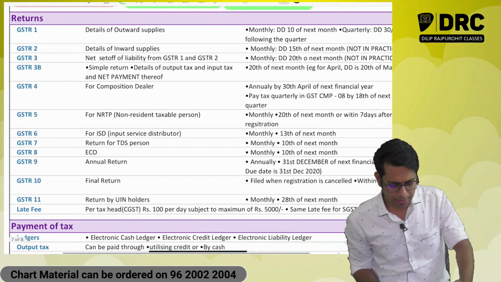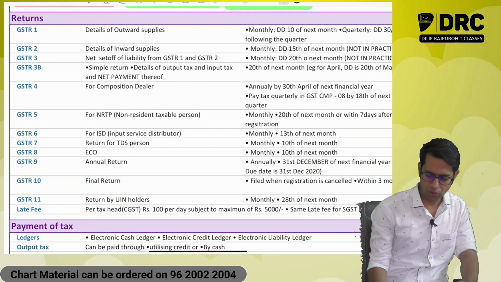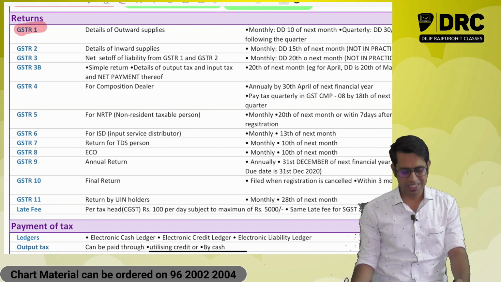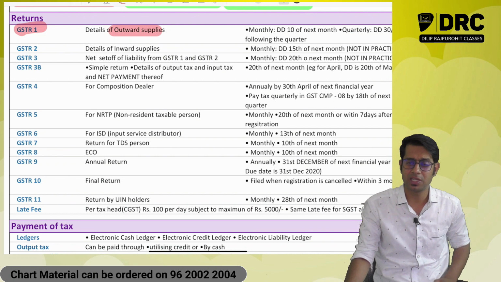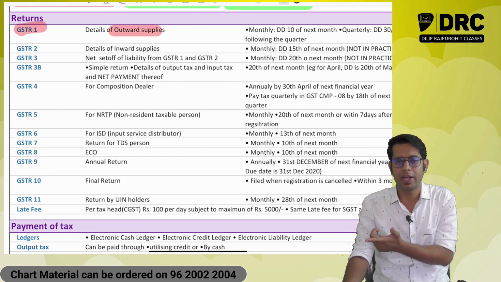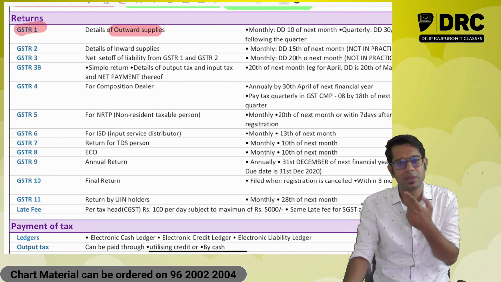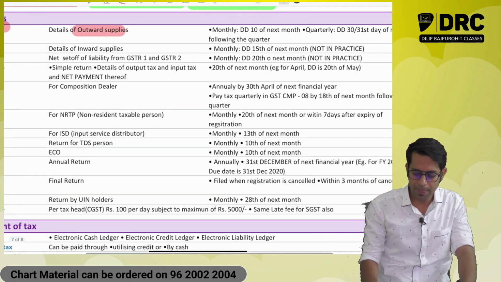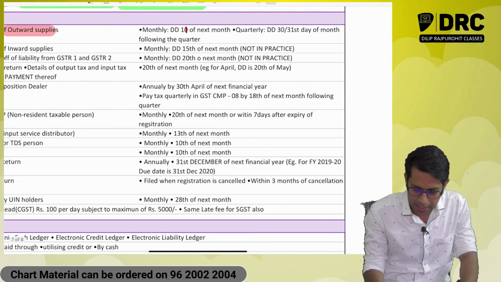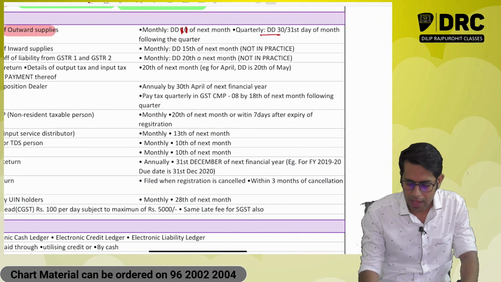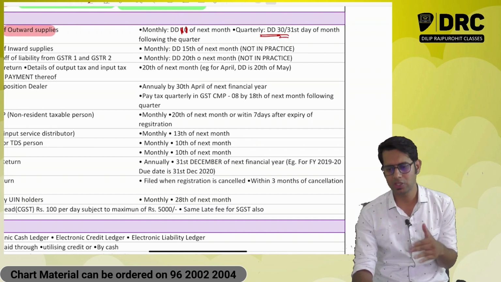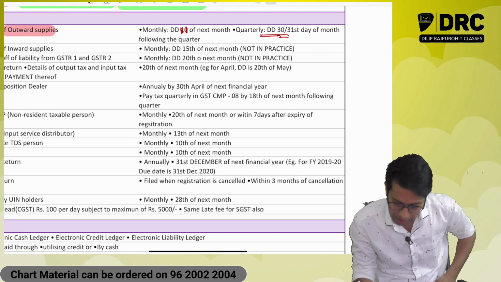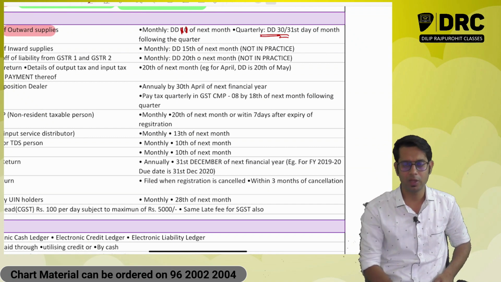Then there are different types of returns and the due dates of filing those returns. There is a return called GSTR 1. GSTR 1 is a return which is required to be filed by a regular registered person or a casual taxable person for outward supply made by him. Normally the due date is 11th of next month, and you can also opt for quarterly filing.